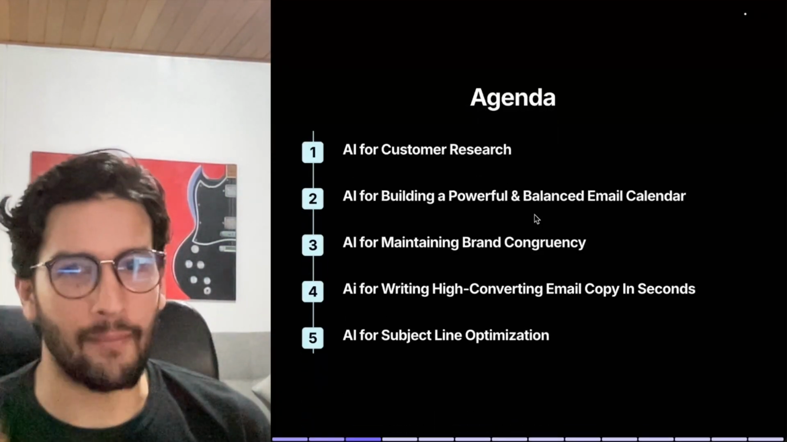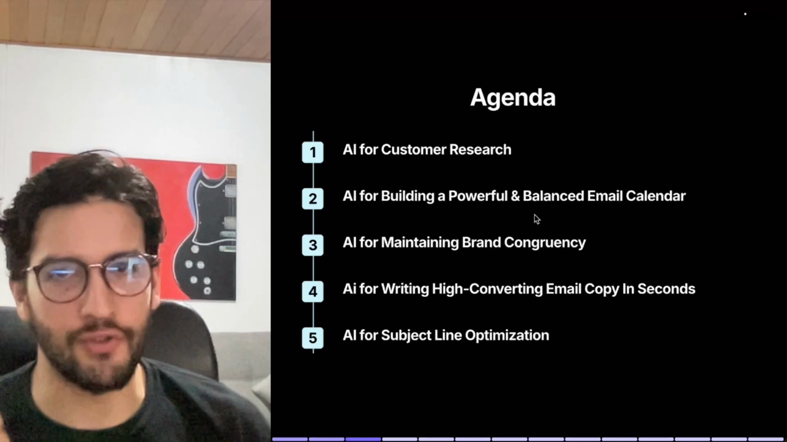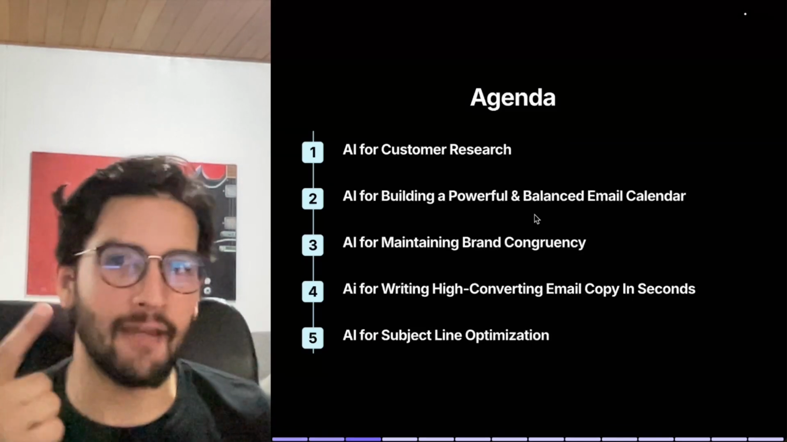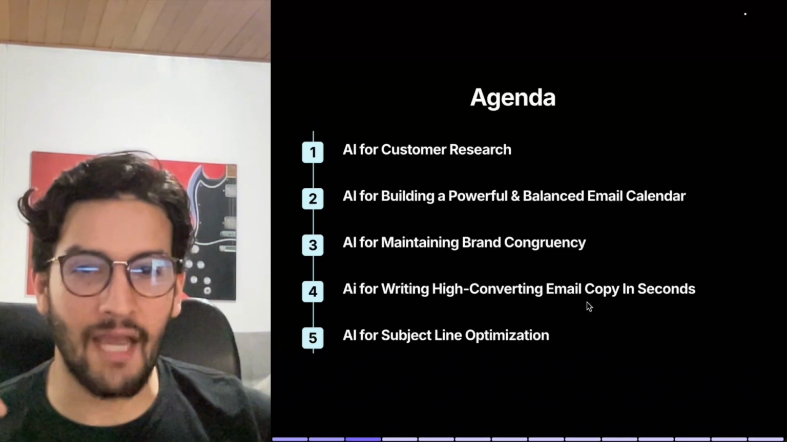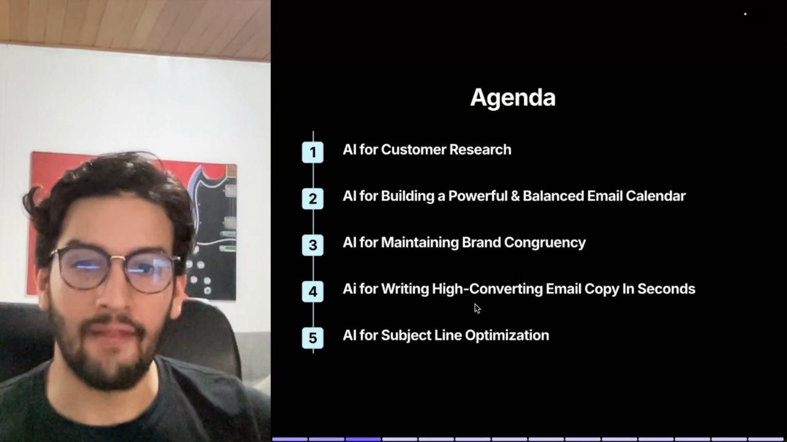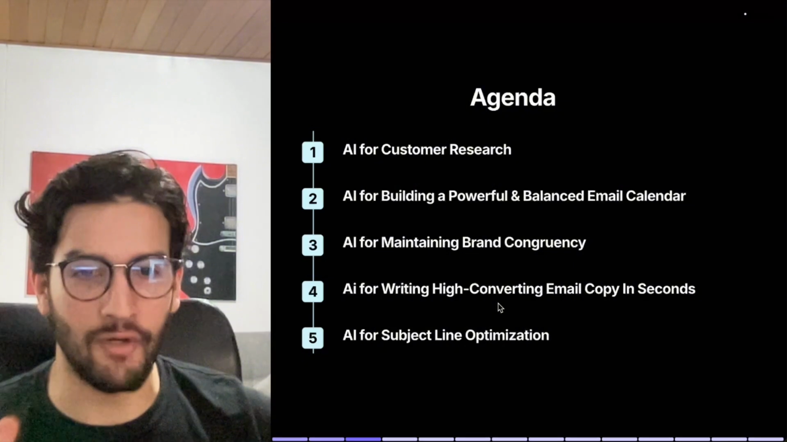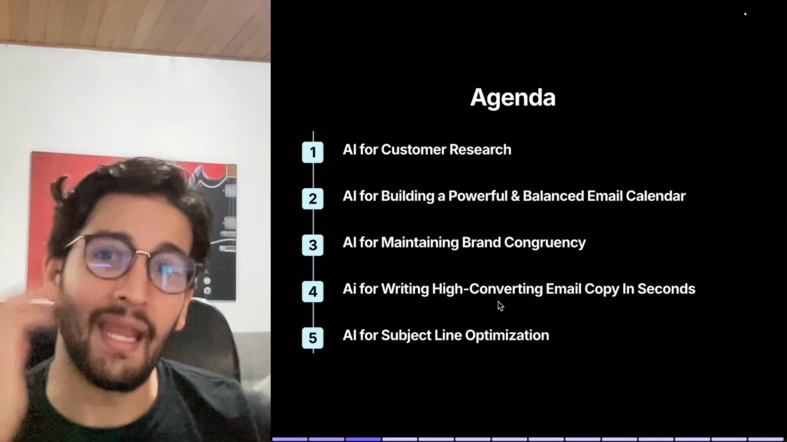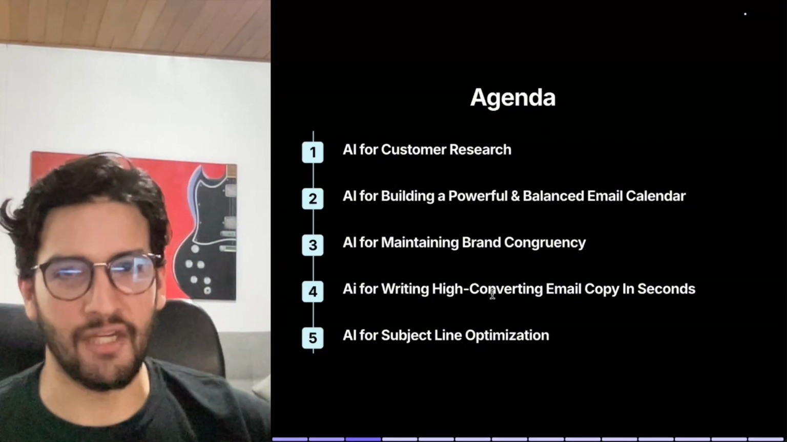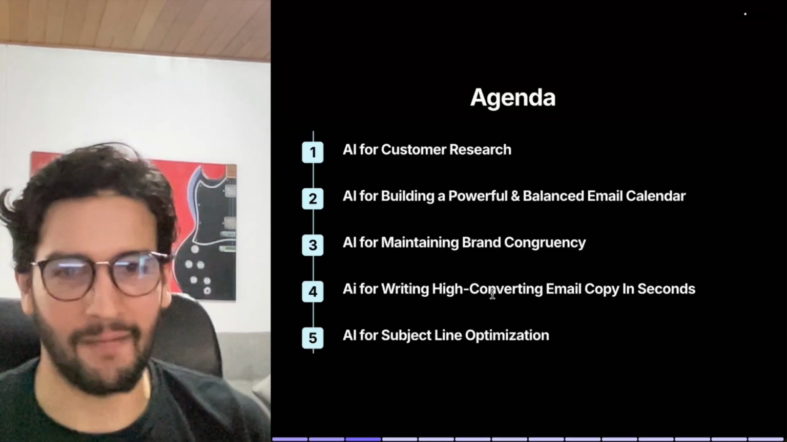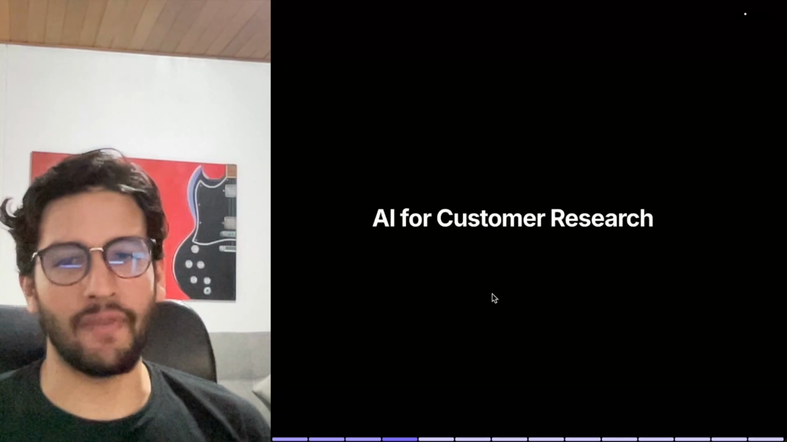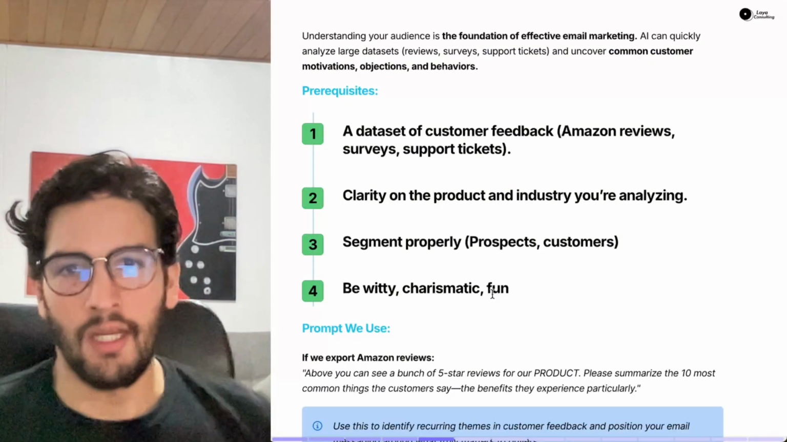So this is the agenda. I'm going to share with you AI for customer research first, and then AI for building a powerful and balanced email calendar, then AI for maintaining brand congruency, then AI for writing high converting email copy in seconds, and finally, AI for subject line optimization. So again, everything you need to know when it comes to AI for email marketing. So let's get started with AI for customer research.